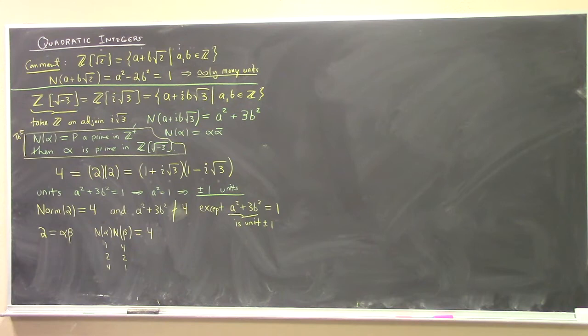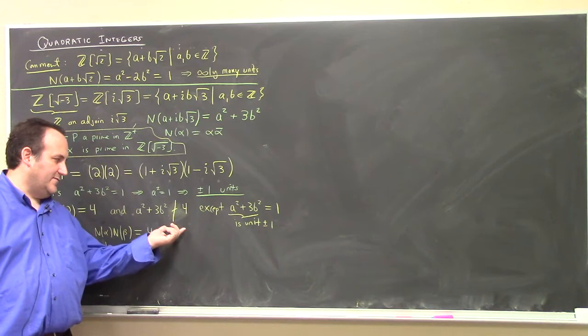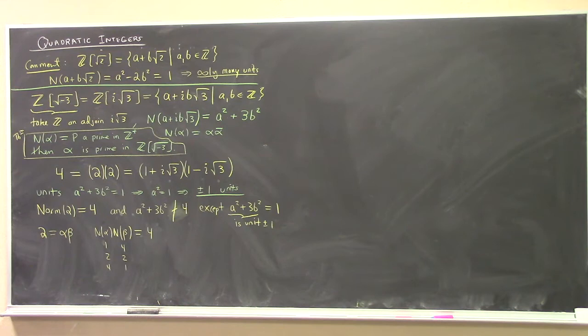But is the norm equal to 2 even possible here? It's not. You can't have norm 2. That's an impossibility with the formula for the norm. So we're forced to have one or the other of them to be 4. If one or the other of them is 4, that means 4 divides a squared plus 3b squared. But his point is that a squared plus 3b squared does not divide 4, unless it's equal to 1. How does he know that?